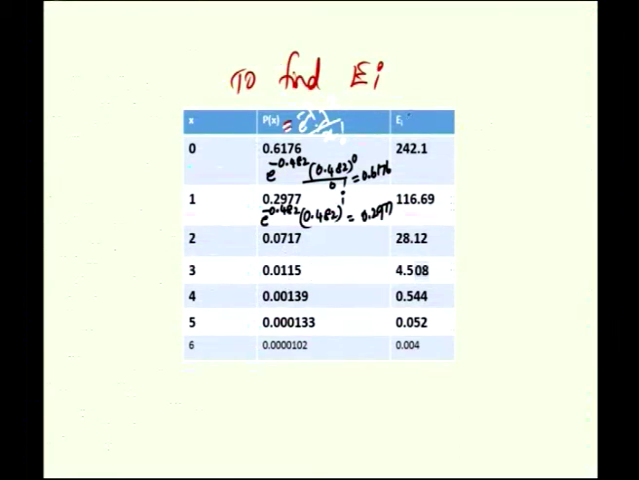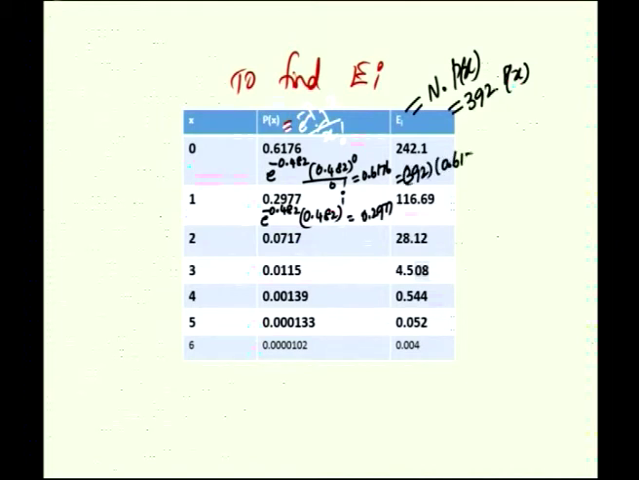Then EI are just calculated as capital N into P of x values. Capital N here is totally 392 pages, right, into P of x. So, this 242.1 is actually 392 into 0.6176.